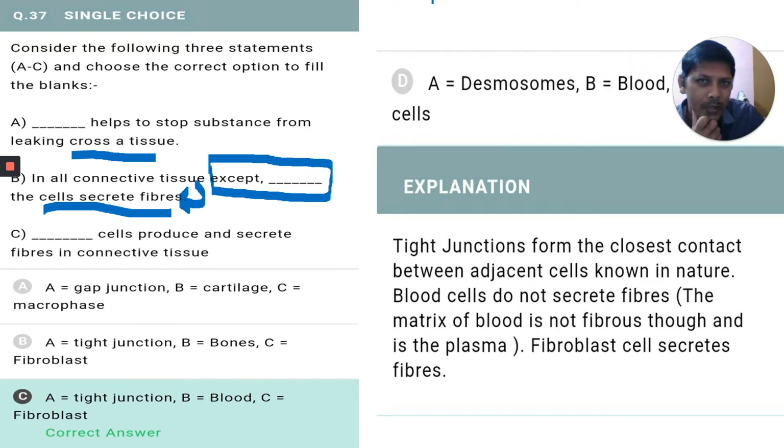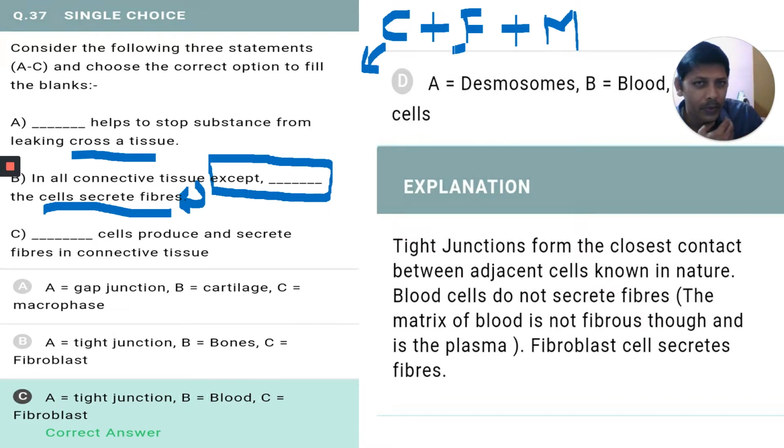Every connective tissue consists of mainly three components: one is cells, second is fibers, and third is the matrix, or ground substance, called matrix. If you take areolar tissue, there are cells which produce fibers. If you take bone, cells produce fibers. Cells are producing fibers.